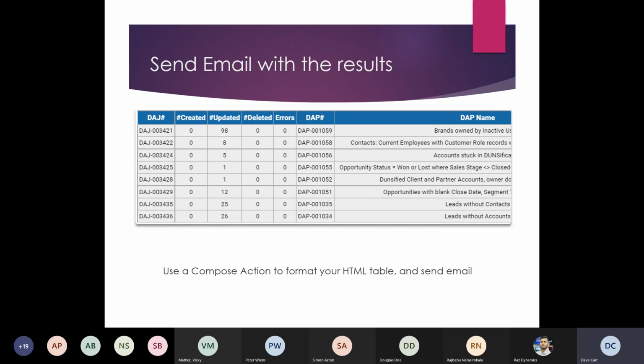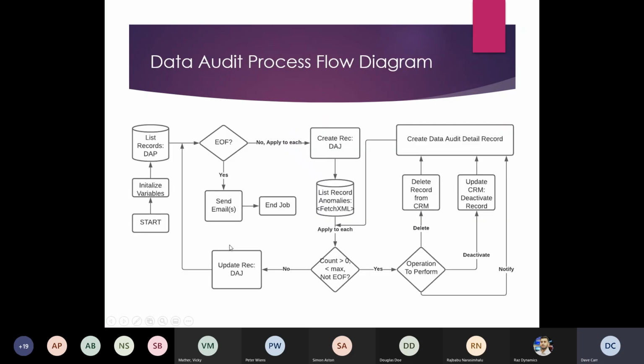There's a compose action you can use to format an HTML table so it looks like this. And this is actually the one I got this morning. You can see there's nothing new here, but we've created a bunch of updates so that on existing DADs, these problems still exist. All right, so that is the overall process: grab these records, take each advanced find query, process that advanced find query, and process each record returned by that advanced find query.